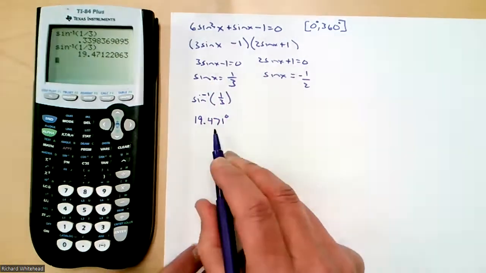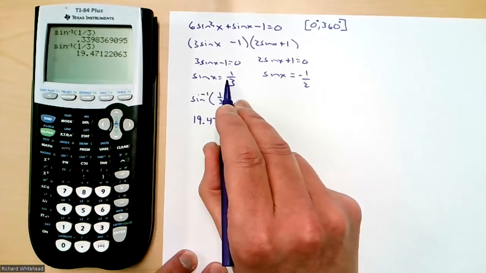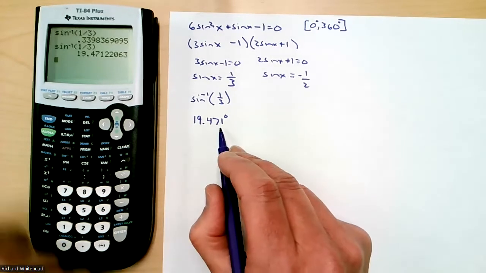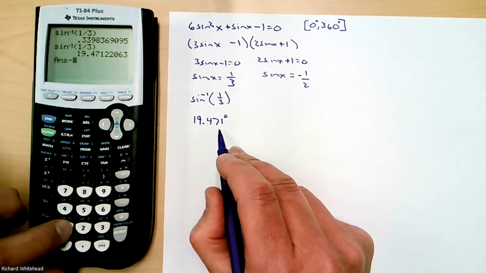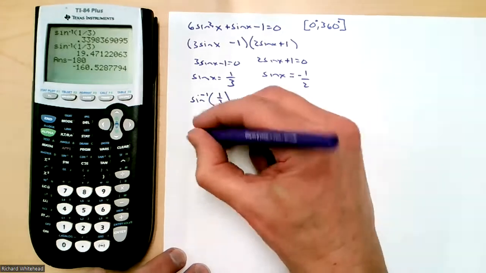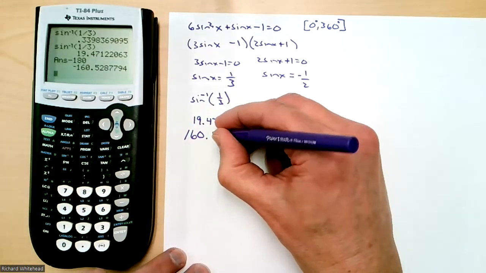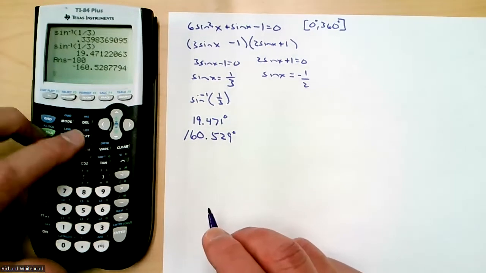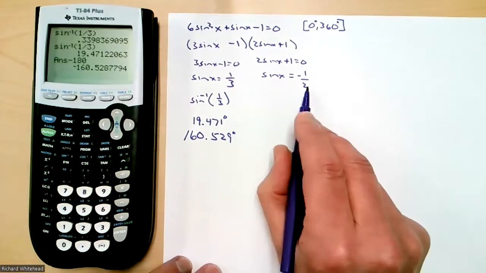So I got 19.471 degrees. And since sine is equal to a positive, I know I'm looking for the positive. So I do need the reference angle, and I need the second quadrant angle, which would be 160.529.